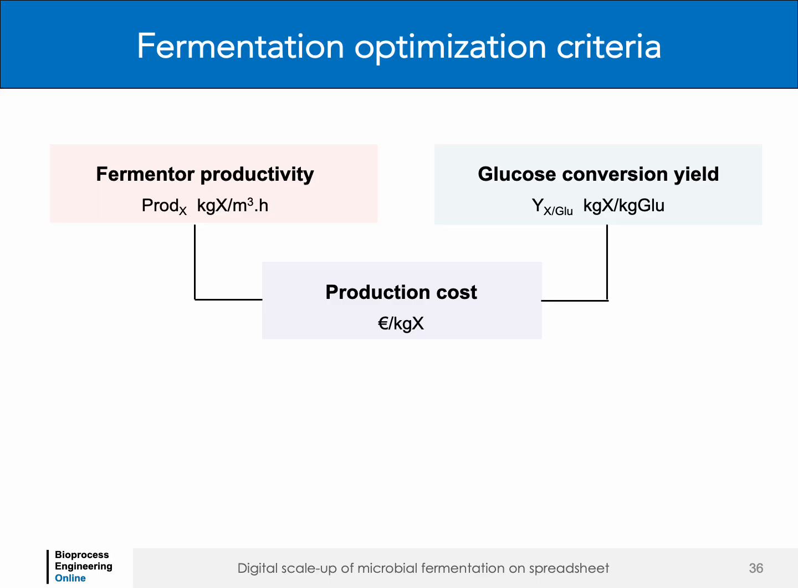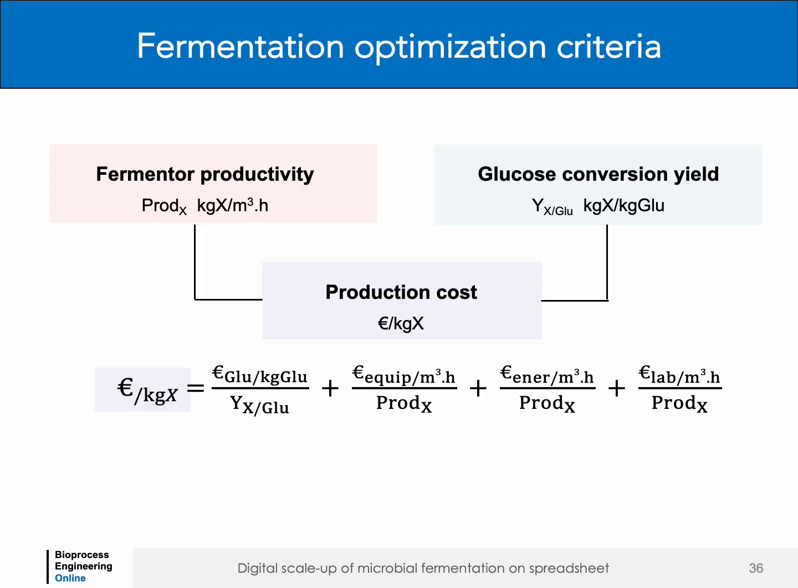The production cost per kilogram of yeast can be expressed as a function of the two technical criteria, the fermenter productivity prod X, and the glucose-to-biomass conversion yield Yx over GLU. The production cost per kilogram yeast can be written as the sum of the sugar cost per kilogram of sugar divided by yield Yx over GLU, the fermenter utilization cost per cubic meter an hour divided by productivity prod X, the fermenter energy cost per cubic meter an hour divided by prod X, and the labor cost per cubic meter an hour divided by prod X.